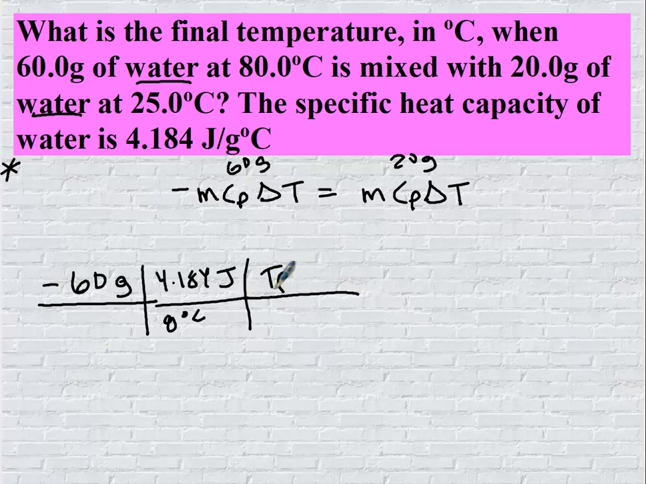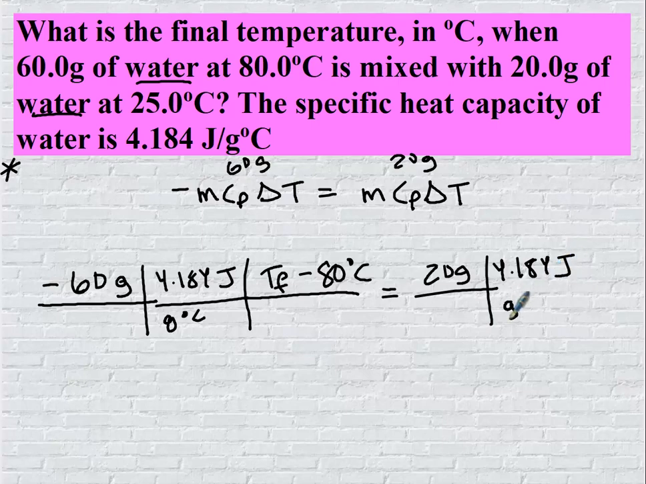So I don't know the final temp, but I do know that the initial temp was 80 degrees. And then I've got 20 grams. And again, I don't know the final temp, but I do know the initial was 25. So final temp should be on both sides since it's affecting both of the substances, because it should be final minus initial.